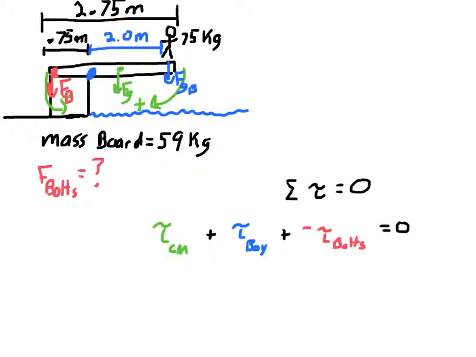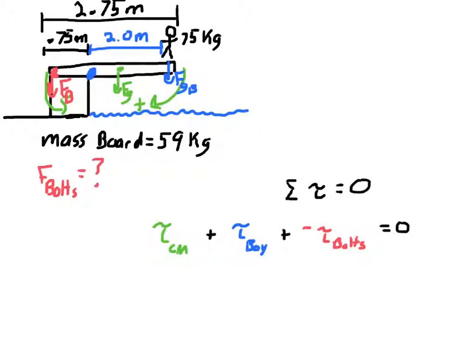Next, I write down what all the torques are. I have a positive torque from the center of mass, CM, and this is just the labeling notation I choose. You choose whatever labeling notation you want. So from the center of mass, I have a positive torque. Notice it's trying to make it rotate clockwise, which I'm calling positive.